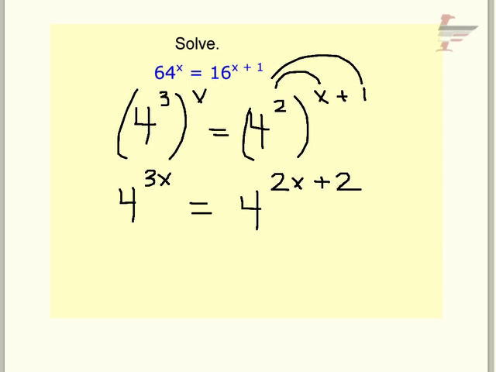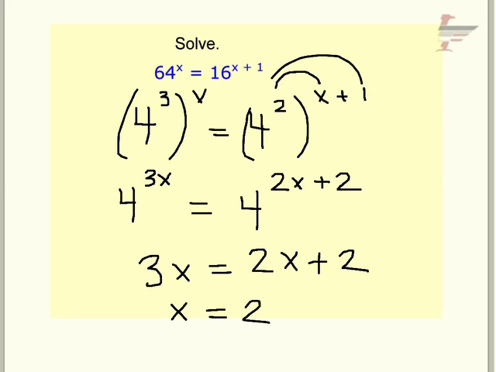And now my bases of 4 are the same, which means my exponents have to be the same. So I can just say 3x has to equal 2x plus 2. And of course I can subtract 2x, and I get x equals 2.